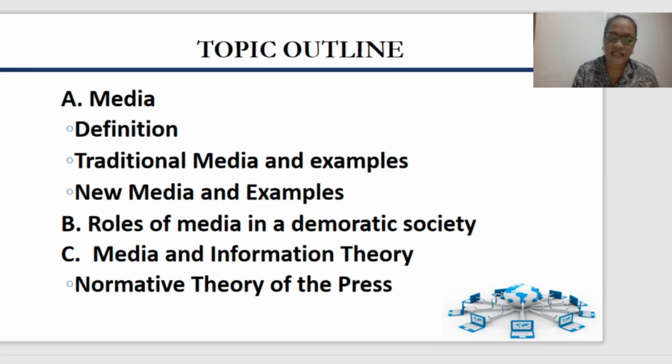So this is the topic outline. First, I will be discussing media, its definition, and also the types, the traditional media and the new media, and I'm going to give you some examples, and also the roles of media in democratic society, and I will also discuss media and information theory, particularly the normative theory of the press.